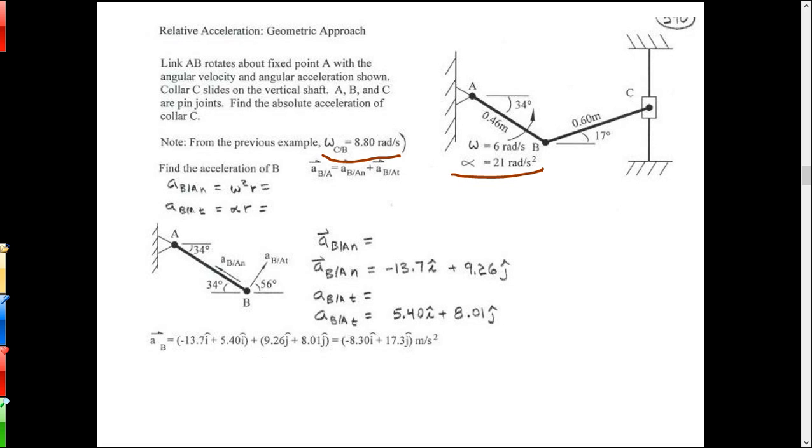So what we can do with this is work our way from A to B and B to C. Our goal here is to figure out the acceleration of C this time, instead of just the velocity. So we'll work our way from A to B, get the acceleration of B. Once we've got that, we'll go from B to C.